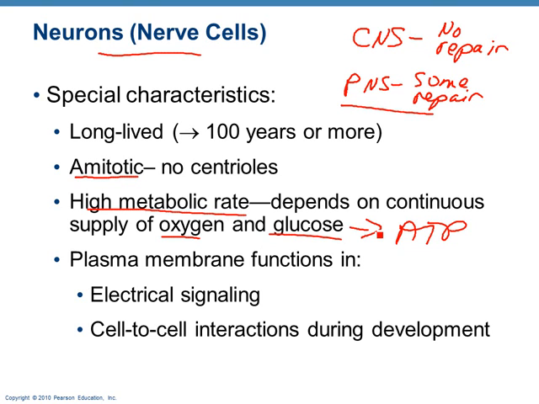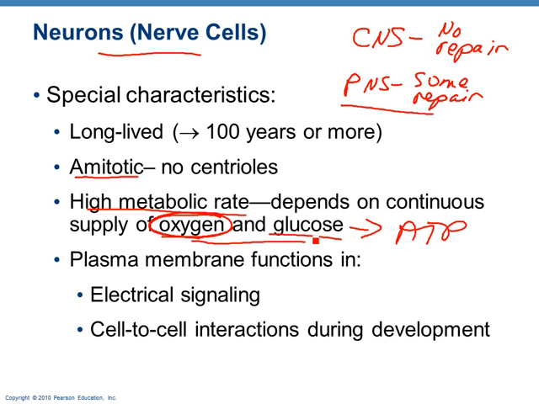That's one of the reasons why if you ever have more than 3 to 5 minutes without oxygen, you're looking at brain damage. Stroke victims, heart attack victims, drowning victims. The first thing you want to do is try to get oxygen going to the brain, because the longer the brain cells or neurons are without oxygen, the more likely they are to die, and then they don't come back. So they're really metabolic. You need lots of oxygen and lots of glucose to keep these things happy.